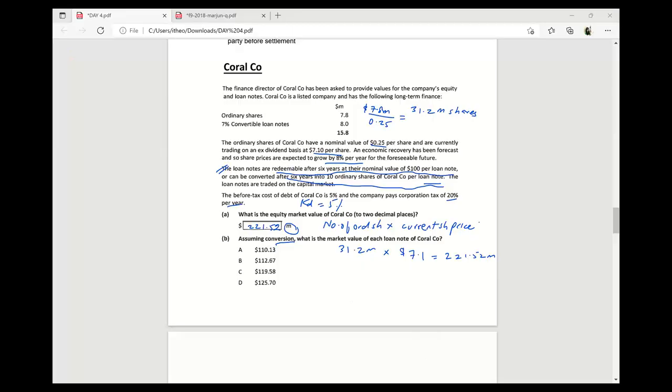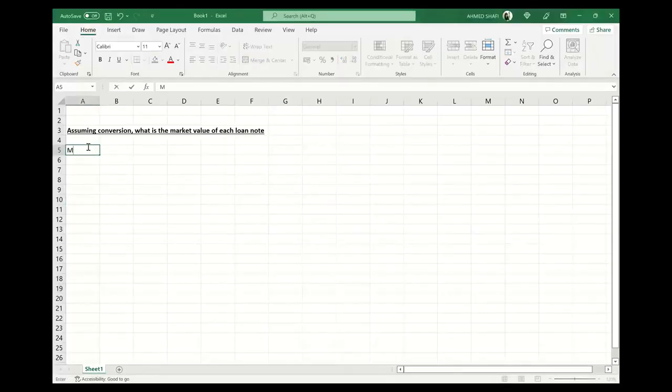This is a very mark-scoring part. So please pay attention. What is the definition of market value of a loan note? Please pay attention. Market value of a loan note is defined as the present value of outflows of the loan note. Outflows of a loan note are interest and redemption or conversion.